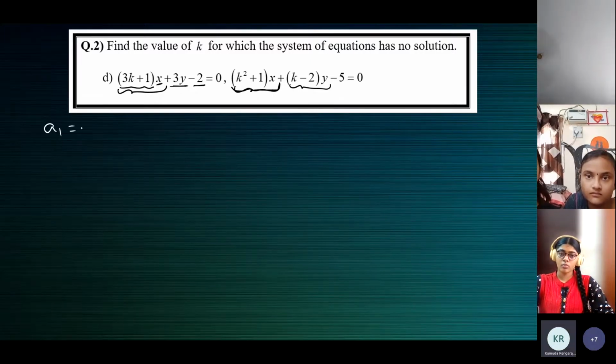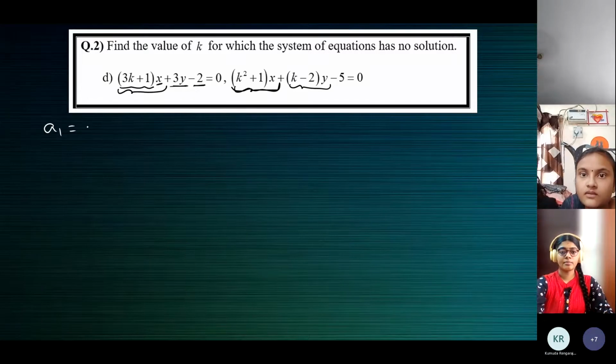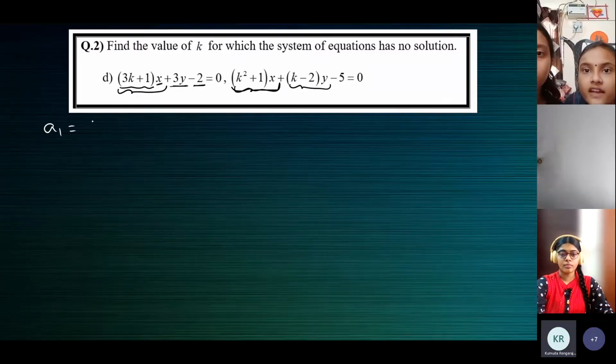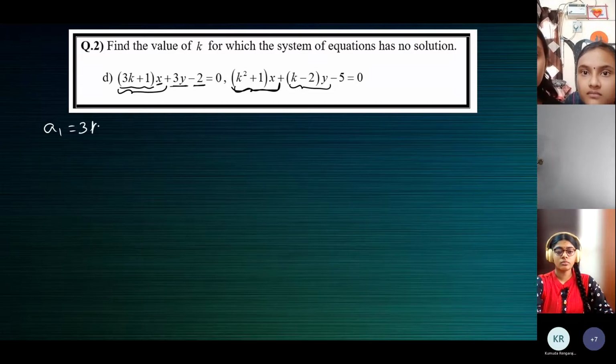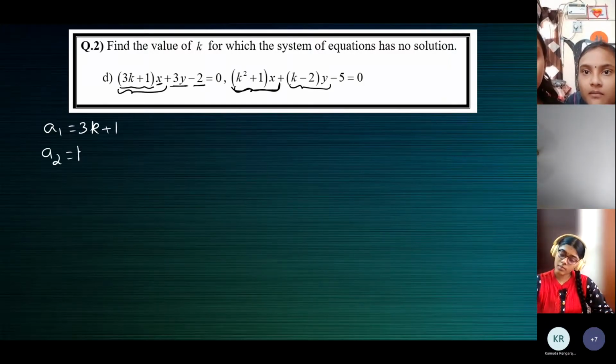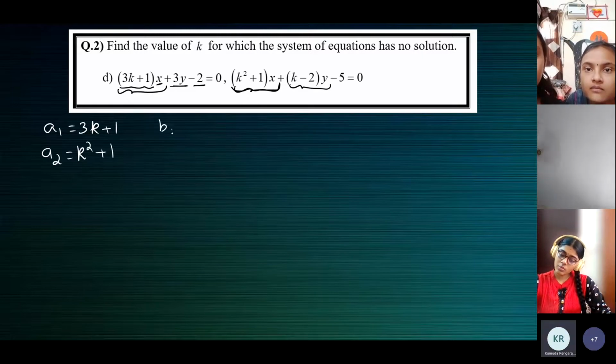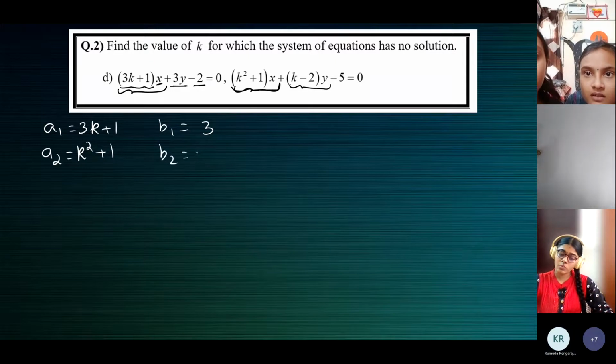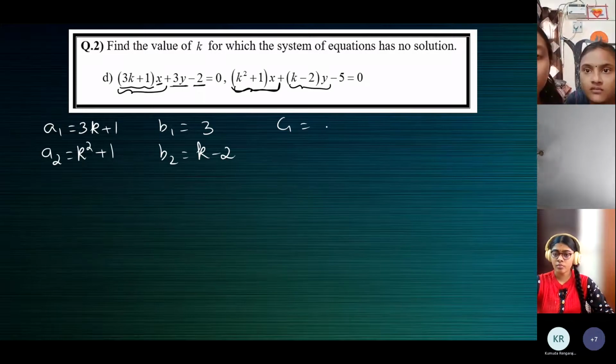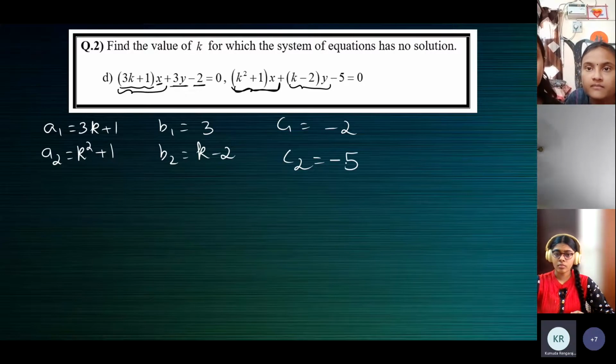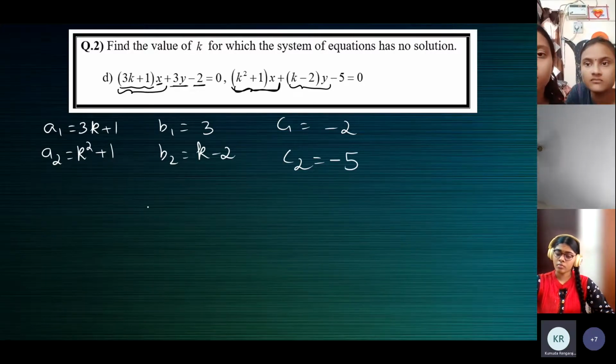What is A1, children? What is A1? Ma'am, A2? 3k plus 1. What is A2? K square plus 1. What is B1? 3. What is B2? K minus 2. What is C1? Minus 2. And what's C2? Minus 5. Now, what's the condition for no solution?